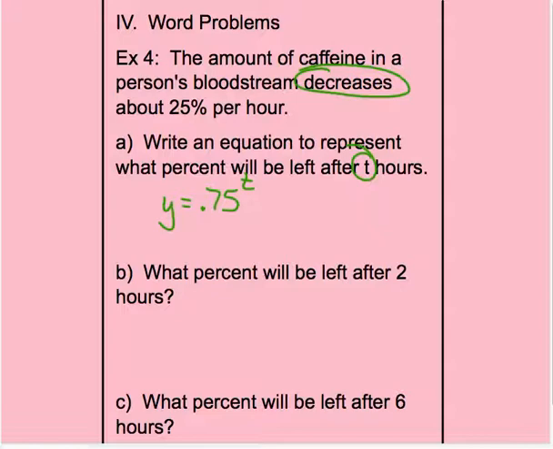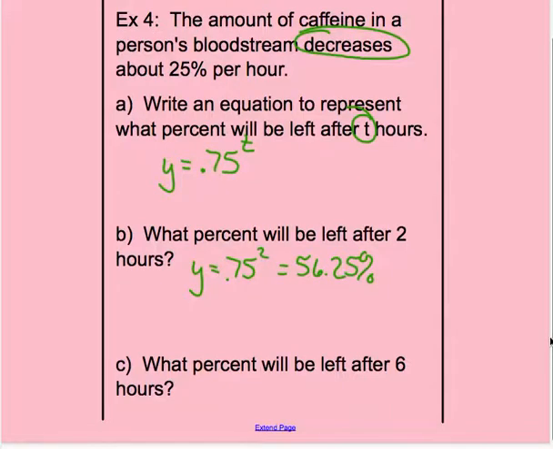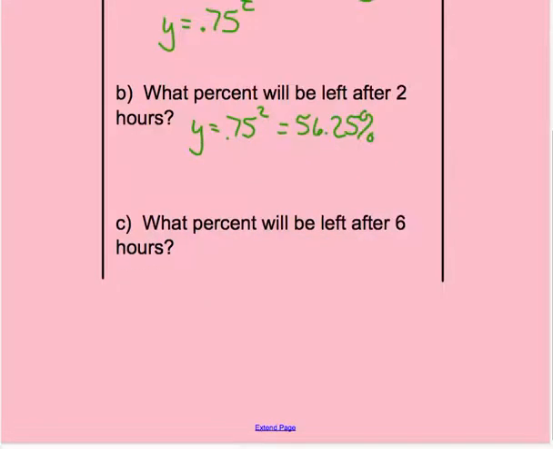So what percent will be left after 2 hours? Substitute 2 for t. And that rate is exactly 56.25% of the caffeine left after 2 hours. Similar question, how much will be left after 6 hours? Substitute 6 for our time. And this one, there's only about 17.8% left after 6 hours.